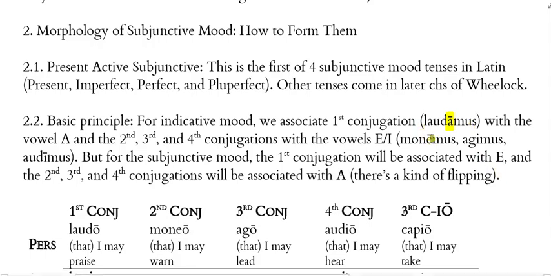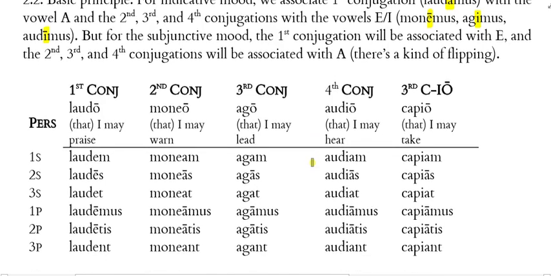So our second conjugation, moneo, is monemus. Ago's third conjugation, agimus. And then with audio, audimus. That's fourth conjugation. Now, for subjunctive mood, we're basically flipping these. The first conjugation will be associated with E, and the second conjugation, third conjugation, fourth conjugation will be associated with A. All right?